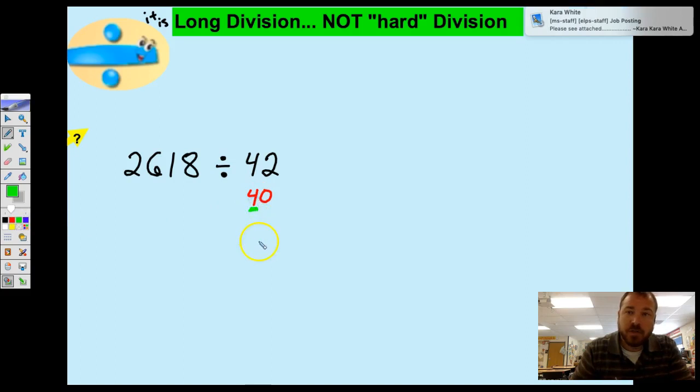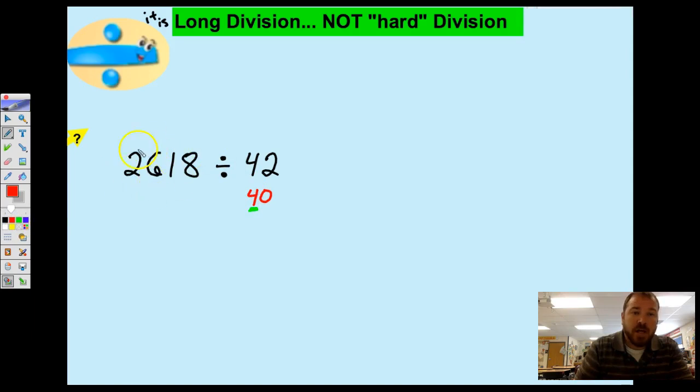I'm going to change my 42 to a 40 and then just look at that front end of the number, just the 40. And then I'm going to change my front end of my dividend to a compatible number with 4. I look at my front end, it's a 26. So that 26 I want to change to a compatible number with 4. Hope we all see that that number is going to be a 24. And we'll make that a 2400.